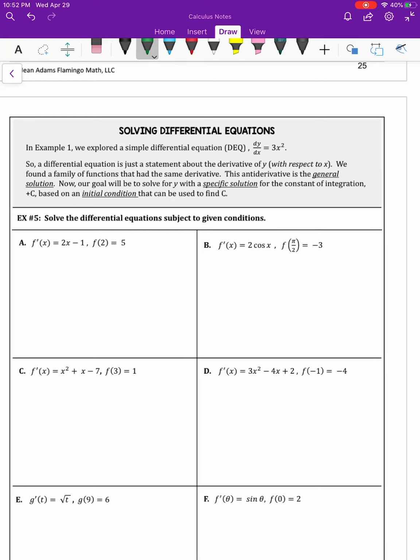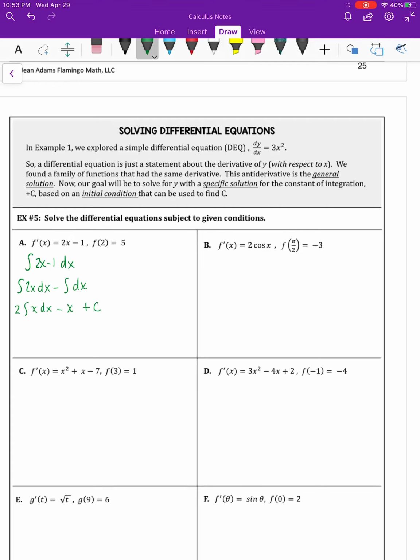Now our goal will be to solve for y with a specific solution for the constant of integration plus c. So based on an initial condition that can be used to find c. Remember I told you that if I had a point, I could give you the exact one. That's what they're doing here. They're wanting us to integrate this derivative and get an answer that's going to be a family of functions. So this is going to be the integral of 2x dx minus the integral of 1 dx.